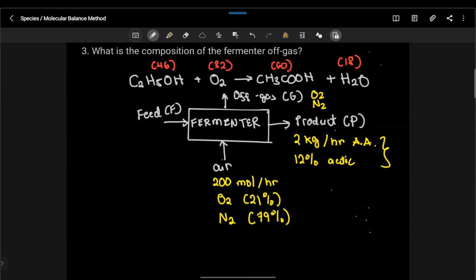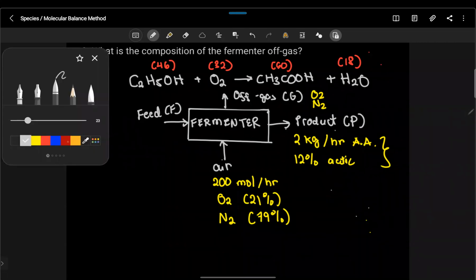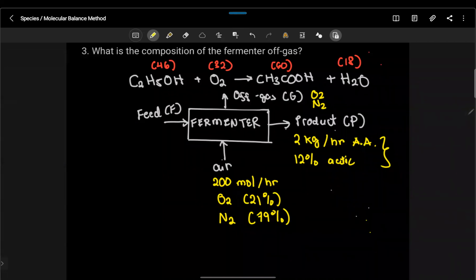iba pang relationships, right? But before that, ano pala yung pinapasok natin sa feed? Okay? So, syempre, kailangan natin sa feed ng ethanol kasi siya yung carbon source or yung reactant sa ating reaction. So C2H5OH. Okay? And then, usually si ethanol, naka-solution naman siya, di ba? So kailangan may water din tayo. Okay?